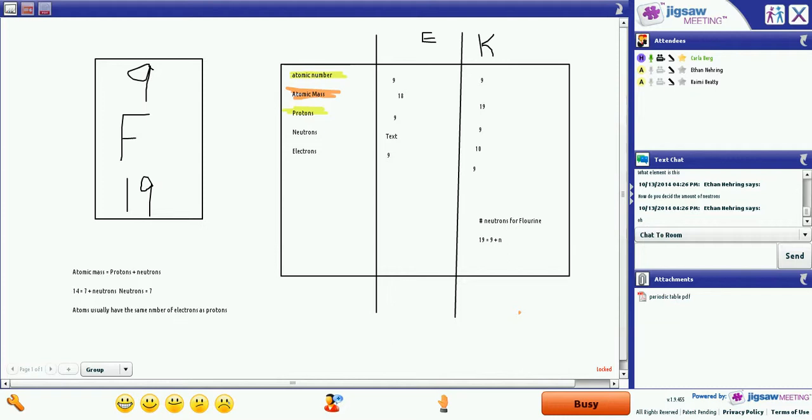So now if we're solving for algebra here, we need to get all of our numbers on one side, and we need to get all of our variables on one side. So to do that, we're going to subtract 9 from each side. So we'll do 19 minus 9 equals 9 minus 9 plus n. So 19 minus 9 is 10 equals 9 minus 9 is 0, neutrons. So the neutrons is equal to 10.